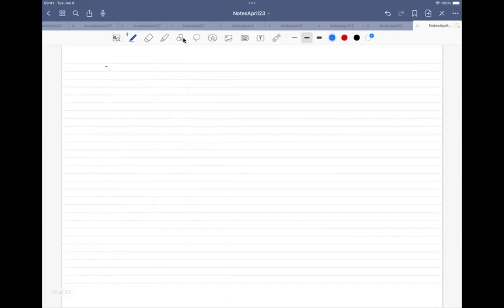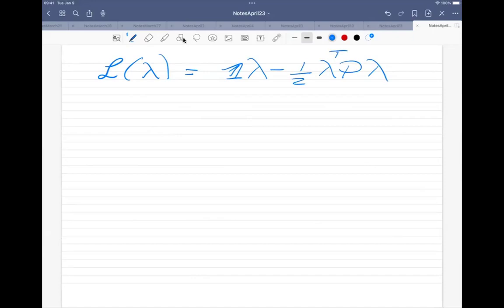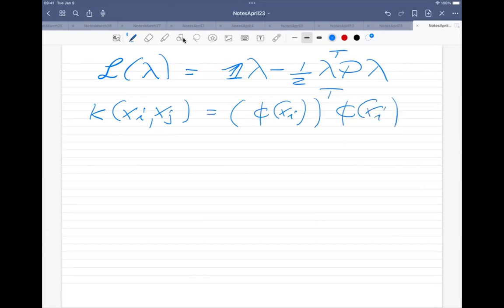So we can then rewrite the Lagrangian as a function of these parameters lambda as 1, the identity matrix, times lambda minus 1/2 times lambda multiplied with this matrix P times the vector lambda. Then it's common to actually rewrite this x_i x_j in terms of functions, which we are going to call phi of x_i transposed times phi of x_j.